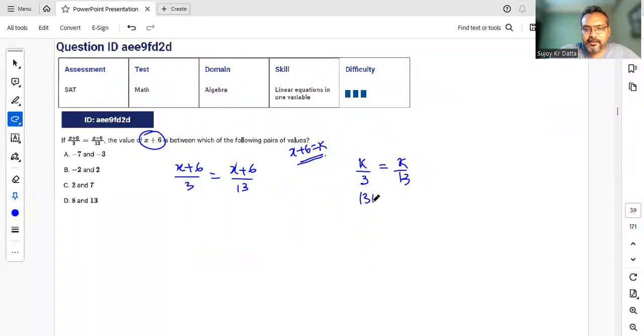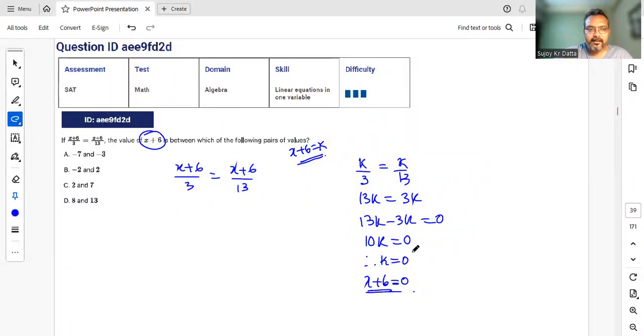Cross multiply. 13k equals 3k. Bring the k to this side. 13k minus 3k is 0, so 10k is 0. Obviously, then k must have been 0. But k is your x plus 6, so x plus 6 is 0. If x plus 6 was 0, you get 0 over 3, which is 0, equals 0 over 13, which is also 0, which makes sense. So the value of x plus 6 is 0, which clearly lies between 2 and negative 2. Okay.